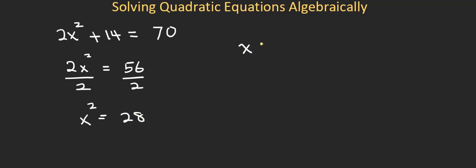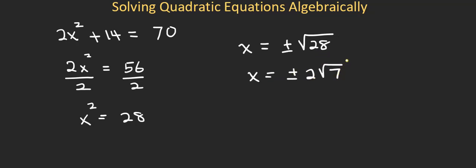Now remember though, when you take the square root, you need to have a positive and negative. So it'll be plus or minus radical 28. And you could simplify radical 28. It's 4 times 7, so 2 comes out and 7 stays inside. So you have two solutions. You get x equals 2 radical 7, and x equals negative 2 radical 7.